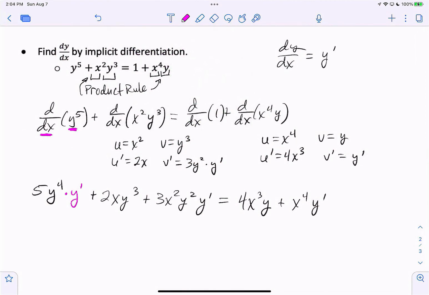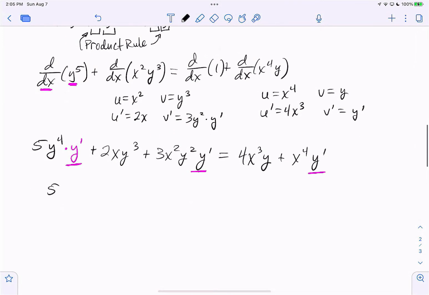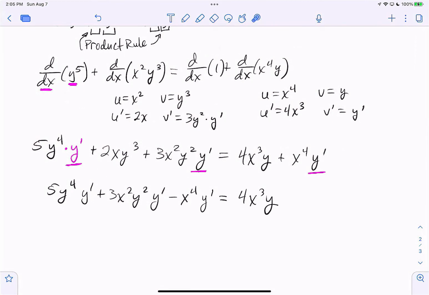Now, folks, we have y prime in 3 of our terms. We're supposed to find y prime, which means we're going to solve for y prime. I'm going to skip the algebraic steps. No, I guess we'll do it. I'm going to get all of my y primes on the same side. So I have 5y to the fourth y prime plus 3x squared y prime. And then I'm going to subtract x to the fourth y prime from both sides. And then on the right-hand side, we already had 4x cubed y, and then anything that doesn't have a y prime, I'm putting on the right-hand side. So I'm going to subtract 2xy cubed.